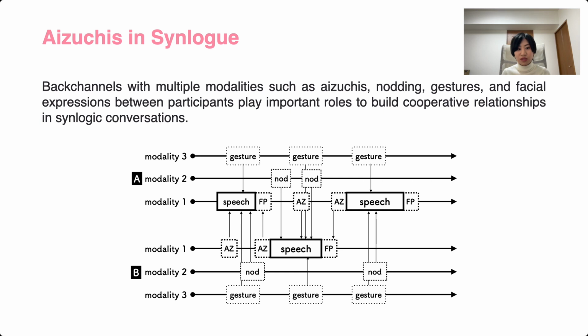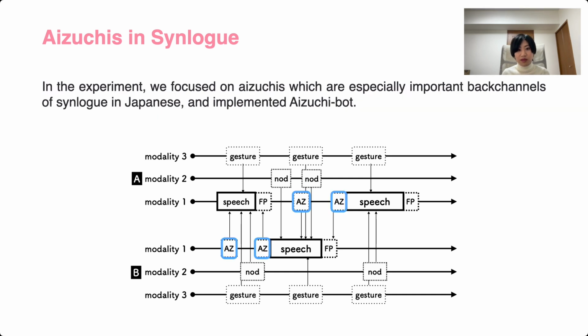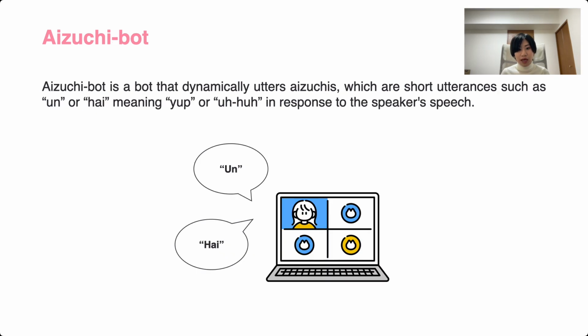In particular, backchannels with multiple modalities such as Aizuchi, nodding, gestures, and facial expressions play important roles for these features. In the experiment, we focused on Aizuchis, which are especially important backchannels of synlogue in Japanese, and implemented Aizuchi-bot. Aizuchi-bot is a bot implemented with the algorithm from existing research and dynamically utters short utterances such as hai, that means yep, in response to the speaker's speech.